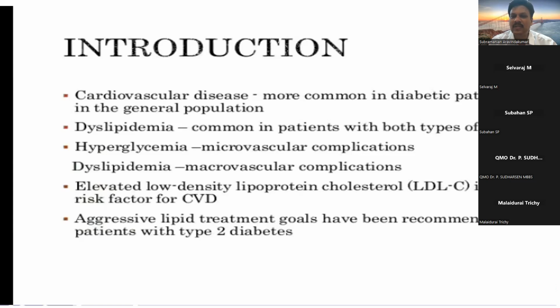Cardiovascular disease, as you know, is more common in diabetic patients than in the general population. Dyslipidemia is more common in both types of diabetes. Hyperglycemia is predominantly related to microvascular complications, and dyslipidemia to macrovascular complications. So it means diabetic dyslipidemia is deadly for both micro and macrovascular complications. LDL cholesterol is a known risk factor for cardiovascular disease. How this is going to affect here, we have to see. So we have to have good, aggressive lipid level management to correct this.